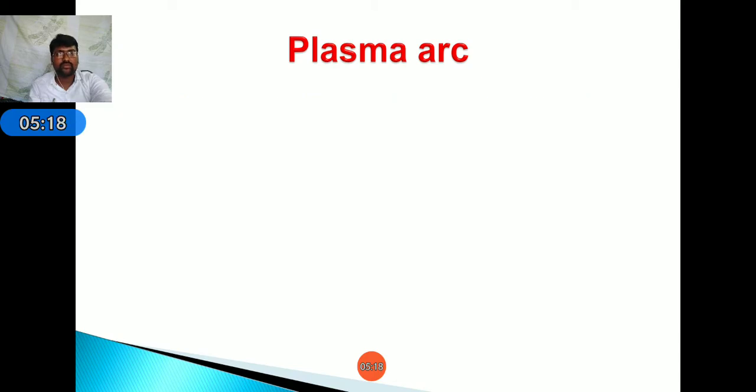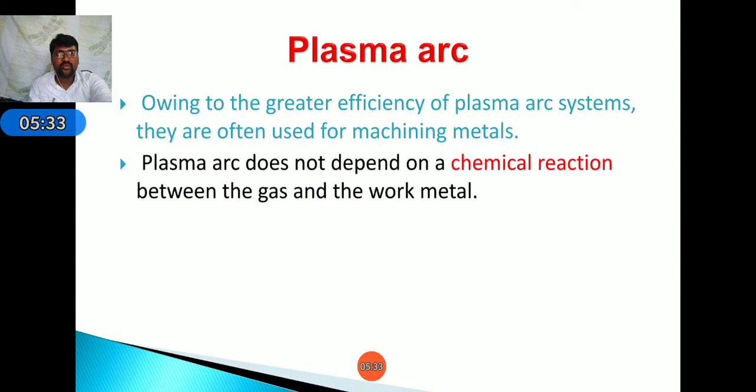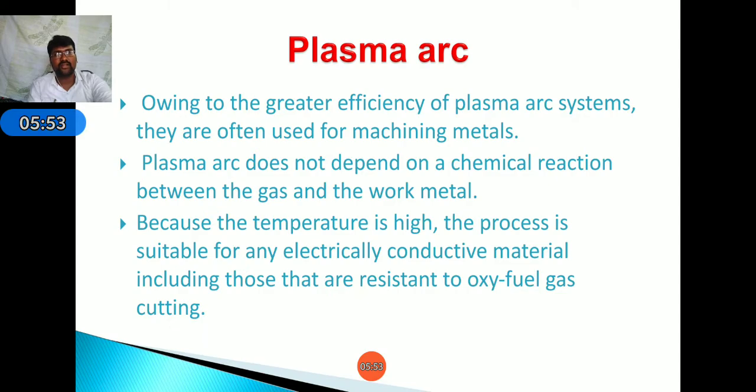Owing to the greater efficiency of plasma arc systems, they are often used for cutting metals. The plasma arc does not depend on a chemical reaction between the gas and the work metal, and because the temperature is high, the process is suitable for any electrically conductive material, including those resistant to oxy fuel gas cutting.